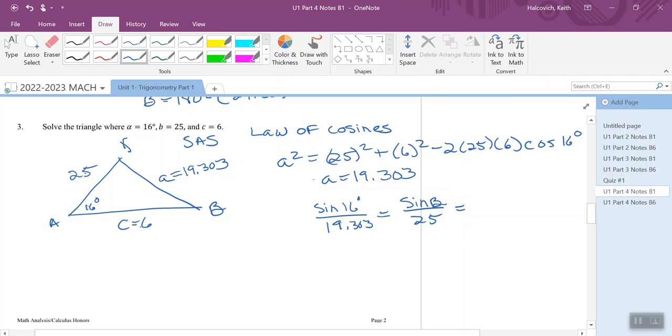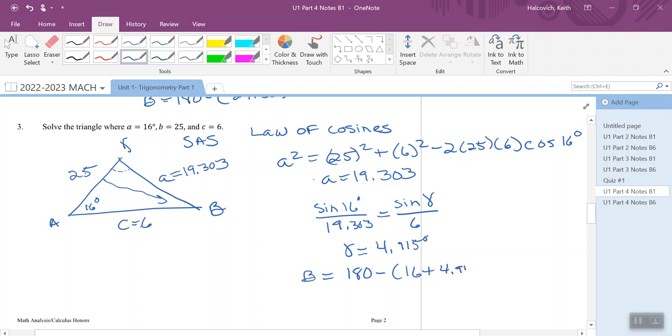Now, here's the thing, and this is a good point I made earlier. Actually, I would want to find gamma first, because remember, with law of sines, you cannot find an obtuse angle. So I don't know if this is an obtuse angle. So I want to find the smaller one first. So I'm going to go sine gamma over 6. When I solve for gamma, I get that gamma is going to be 4.915 degrees, which means then that beta is going to be 180 minus 16 plus 4.915, which is equal to 159.085. If you try the law of sines to find the biggest one, you're actually going to get the supplement of B. You're not going to get B.